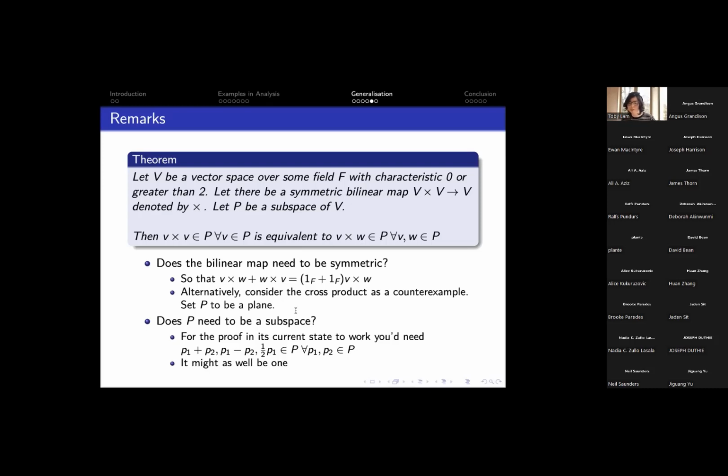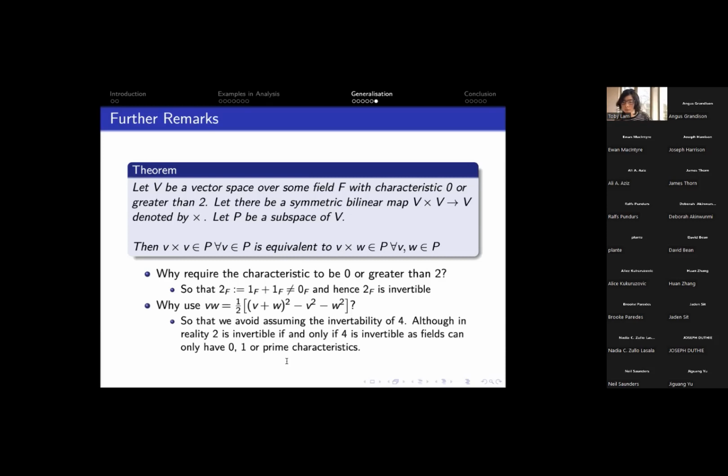There's also the question of whether P needs to be a subspace, and again, for the proof to work in its current state, you need sums to be in the subspace, and you also need scalar products, particularly 1 over 2. And so I think you can't really go too far without it. I don't think there's a much weaker condition that you can have other than P being a vector subspace.